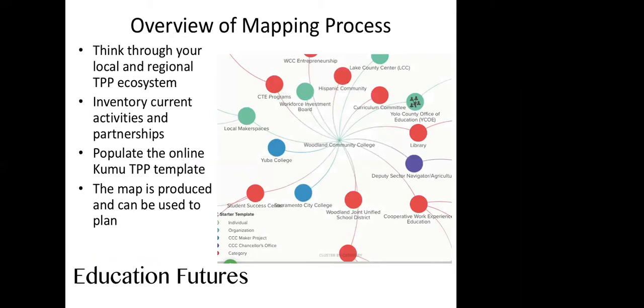Populate the online Kumu template. So after you do the inventory, that list of who you're working with, who you could be working with, or who's involved in your local and regional ecosystem, then it's time to start populating the Kumu template. So we have here an example. This is from the CCC Maker project, but an example of a Kumu map. And we're going to get into our mapping tool here in a second. And then the map is produced, and it can be used for planning purposes.